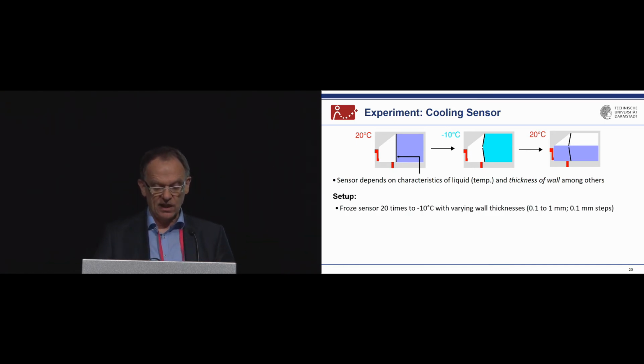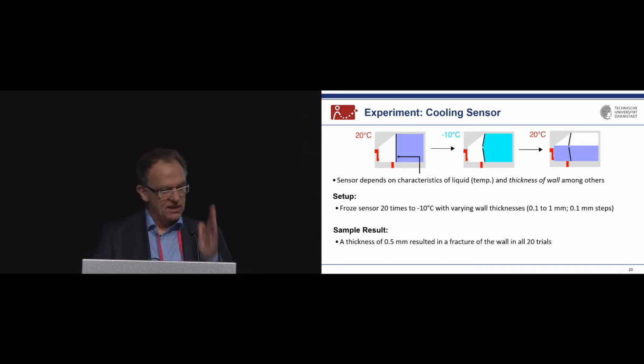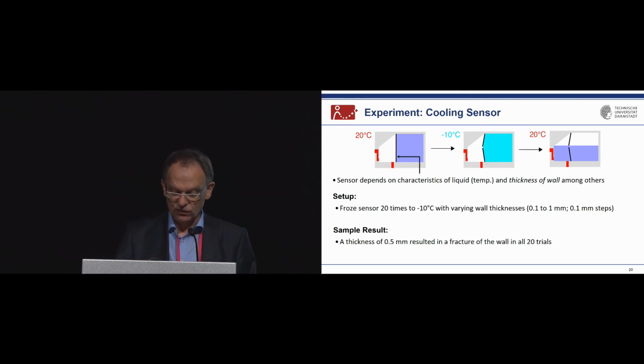And in this case, we tested, for instance, different wall thicknesses, and the result is that at 0.5 millimeter, which is a decent size for printing in a reliable fashion, we could reliably break the wall with this kind of sensor. So again, a quite promising result for these things to be actually useful.